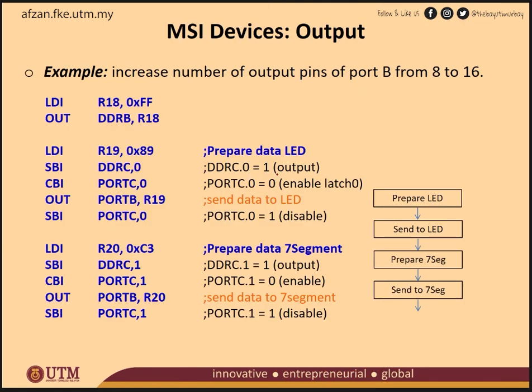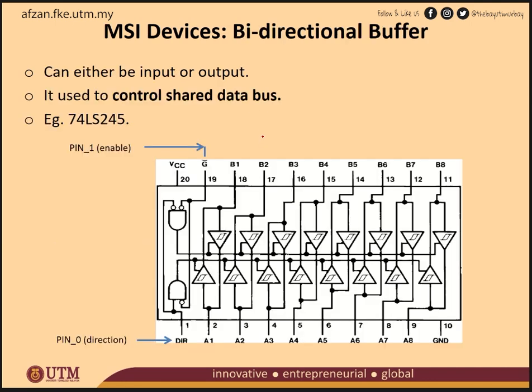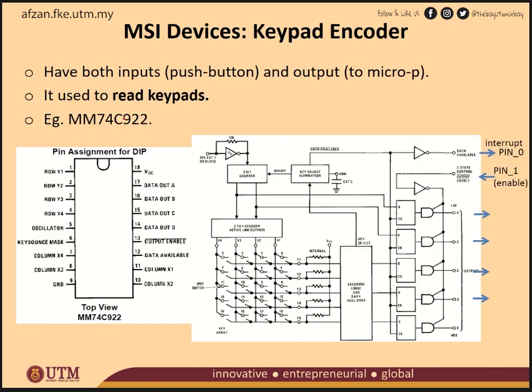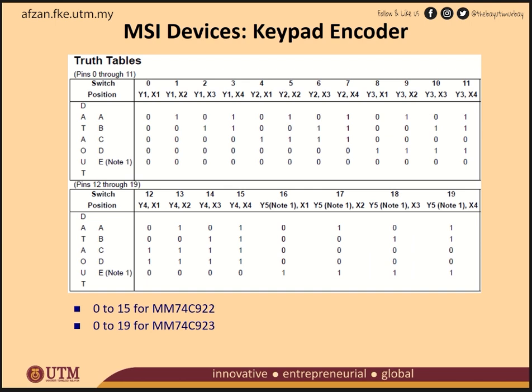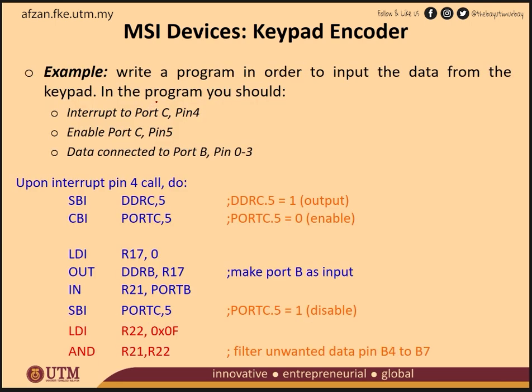In assembly language, we also have a bidirectional buffer. This bidirectional buffer can be either input or output. It is used to control a shared data bus. For example, the 74LS245, and you also have a keypad encoder. Alright, so I think that's all for today. Thank you.